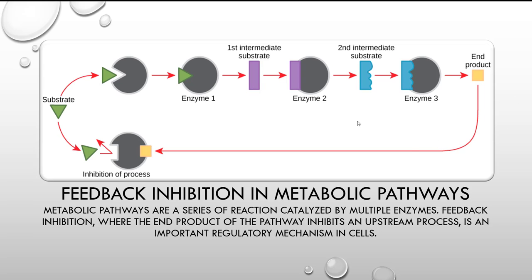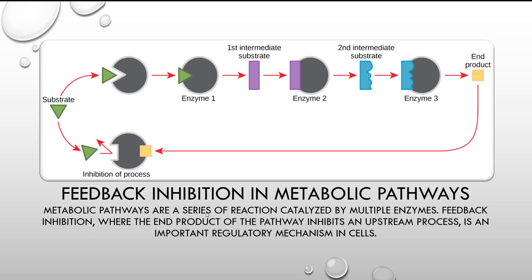Okay, so let's say, like the video showed, we end up with so much of the product that we don't want any more of it. That end product could actually form an allosteric site on that enzyme to prevent the substrate from attaching to it to begin the metabolic pathway again. And that will prevent the metabolic pathway from continuing.